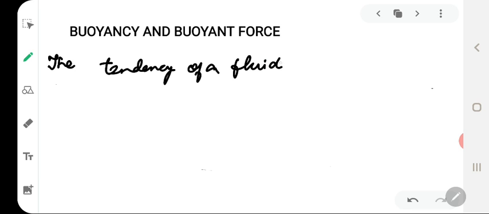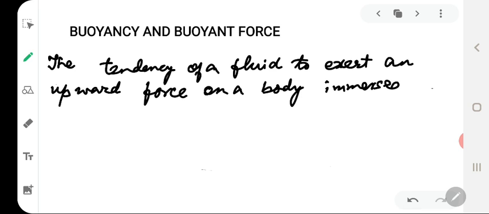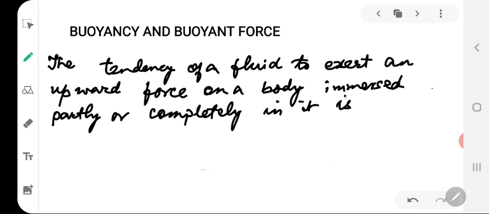So, we can say that the tendency of a fluid to exert an upward force on a body immersed partly or completely in it, is called buoyancy.